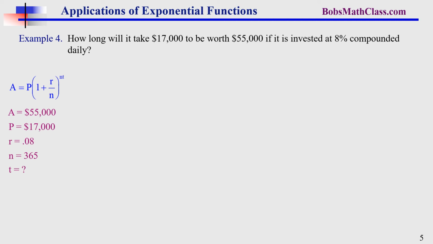All right, so let's write those numbers down. Write down our formula. The amount is 55,000 and the principal is 17,000. P is always what we start with, and A is what we end up with. The rate is 8%, so 0.08. Oh, it says compounded daily, 365.